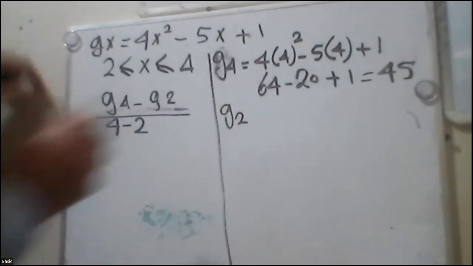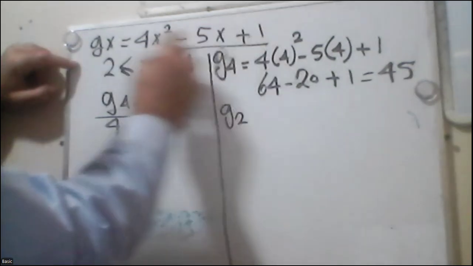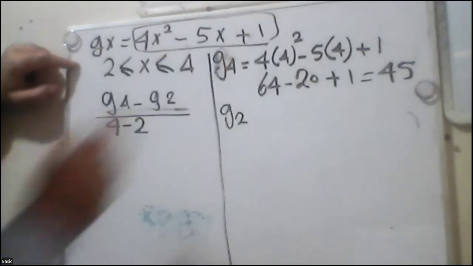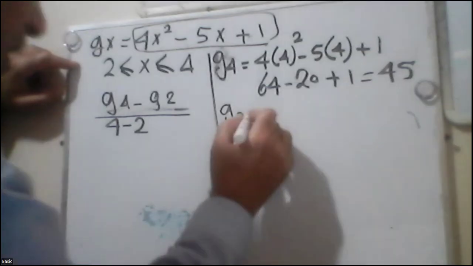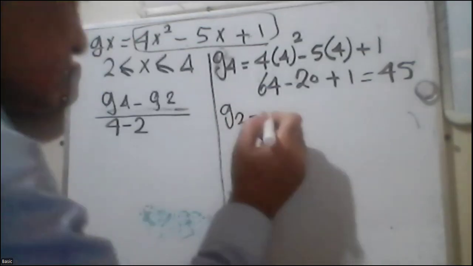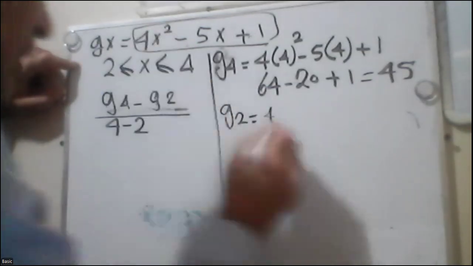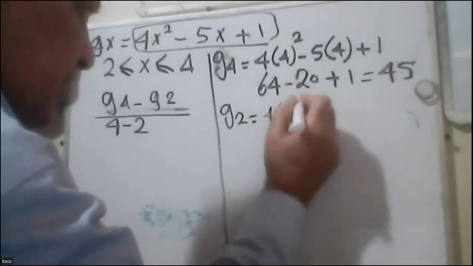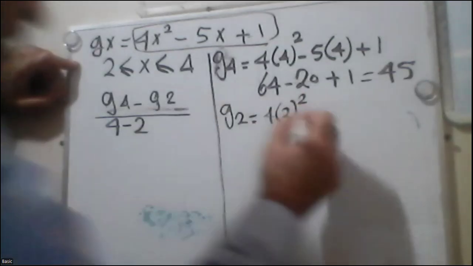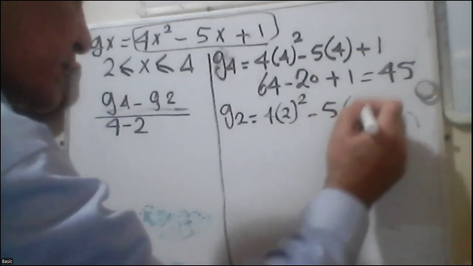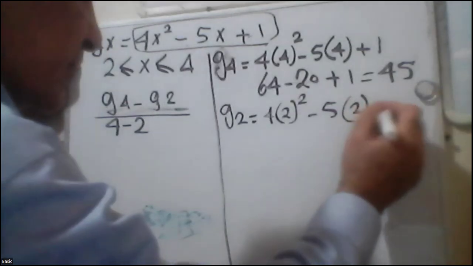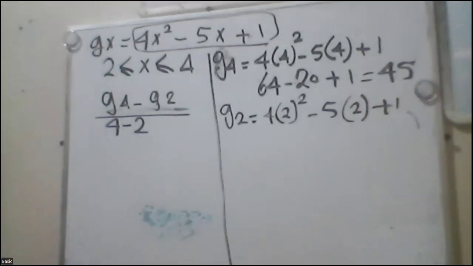For g(2), I will substitute in the same formula. This is my formula. In this formula, I will substitute with x equals 2. Then this will equal x squared, so I will put 2 squared, minus 5 times 2, plus 1. Cool, guys. That's fine.